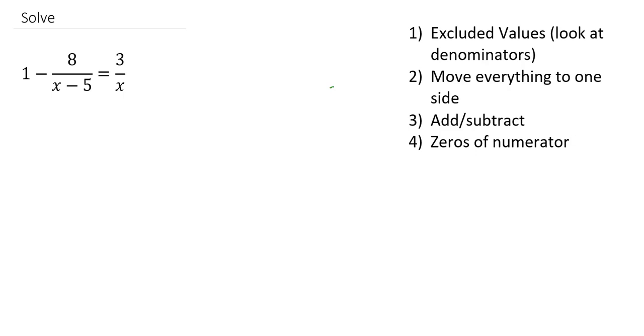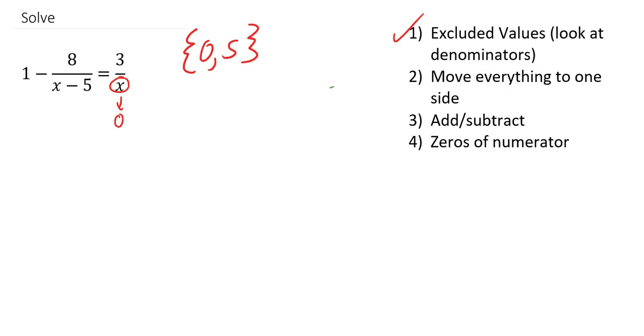That's my zeros of my denominator. So one of my excluded values is going to be 0, because that would make this denominator 0. The other is going to be 5. My excluded values are 0 and 5. X cannot be one of those values. Those are my excluded values.